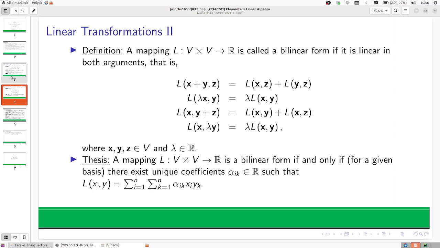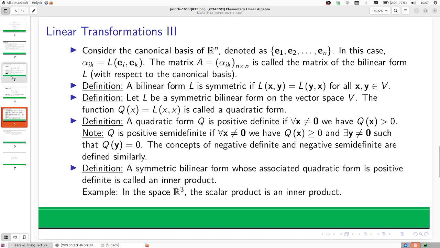If you have a mapping and it is a bilinear form, if and only if for a certain basis there exists a unique set of coefficients which says this one. I will give you a task and explain this later.